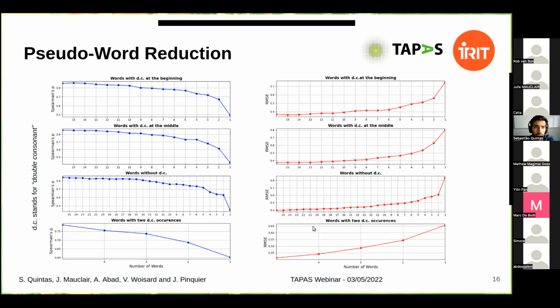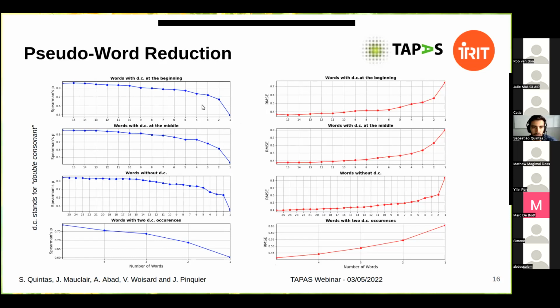So now here, still within the context of the pseudo word reduction, I just added the plots that illustrate how the correlation here on the left and the error on the right change when we reduce even further the different subsets. So we performed a random sampling on the groups of pseudo words. So here is the 16 pseudo words that have double consonant at the beginning, and we reduce them even further, right until 1. Here the same thing for double consonants in the middle, for words without double consonant and the words with the 2 occurrences of double consonant.